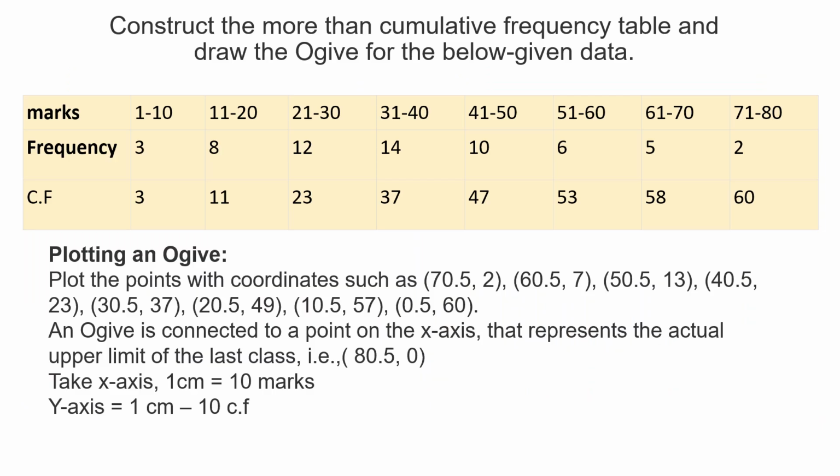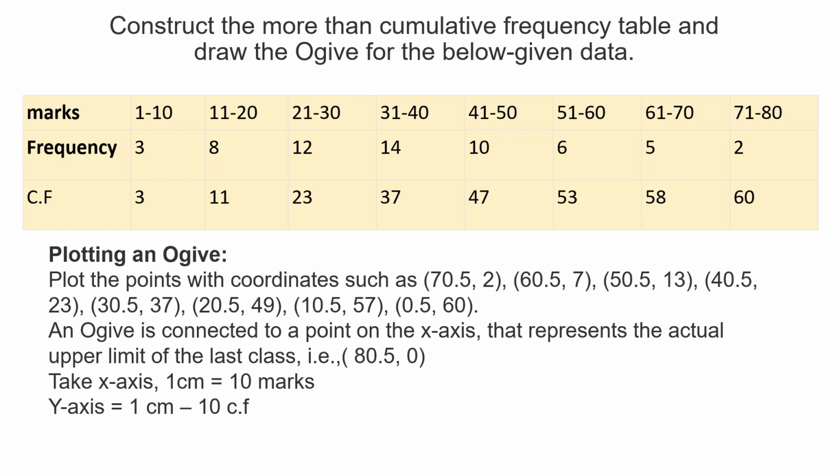So students, the question says: construct the more than cumulative frequency table and draw the ogive for the below given data. We have been given the marks 1 to 10, 11 to 20, 21 to 30, 31 to 40, 41 to 50, 51 to 60, 61 to 70 and 71 to 80. See, this is not an exclusive series.